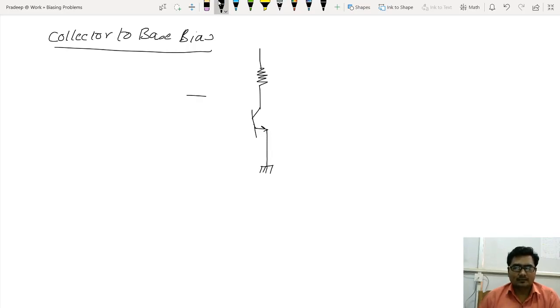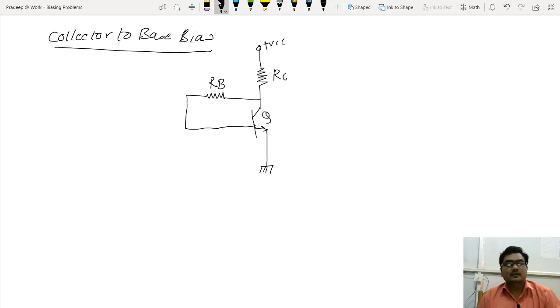One resistor is connected to the base and to the collector. We call it a feedback resistor. This is plus VCC, this is RC, this is RB. What else? This is transistor Q. See, this is the simplest circuit diagram for collector to base bias.